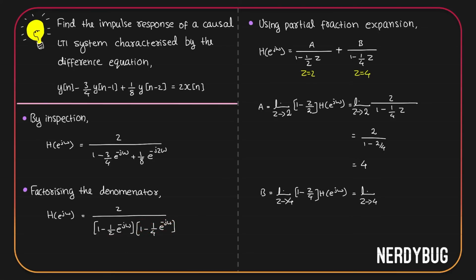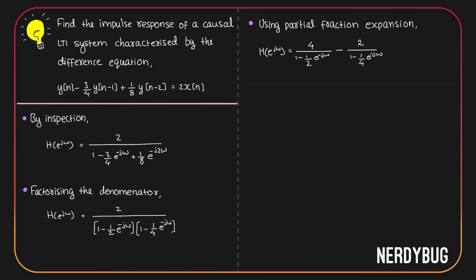limit z tends to 4, 2 divided by 1 minus 1 by 2 z. If you give z equal to 4, this becomes 2 divided by 1 minus 4 by 2, or b is minus 2. Let us replace a by 4, b by minus 2, and z by e raised to minus j omega. Now, to get the impulse response, we have to find the inverse Fourier transform of H of e raised to j omega. For that, let us take the result.